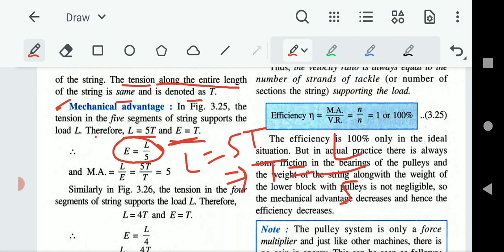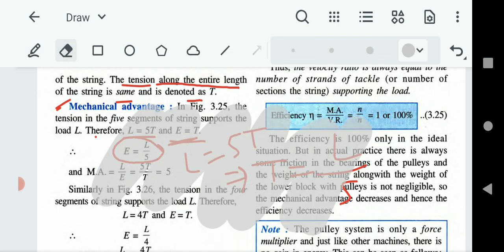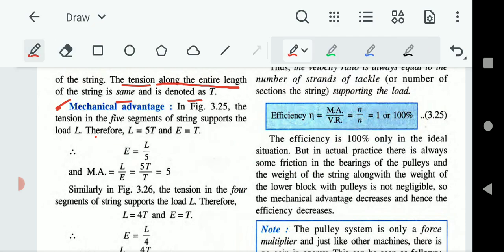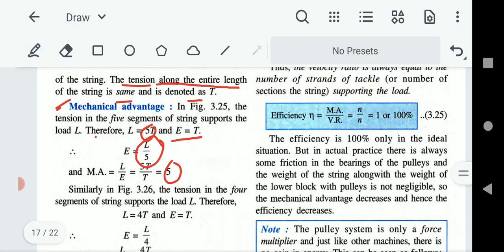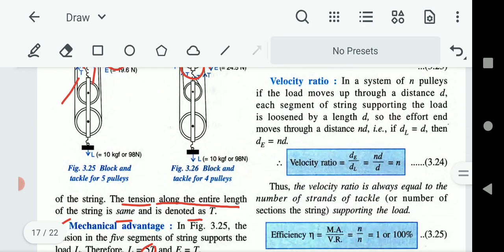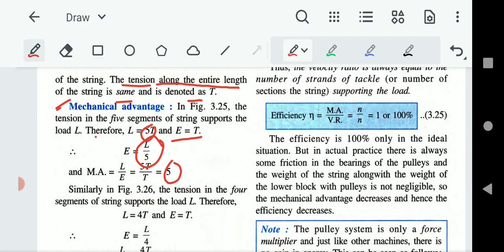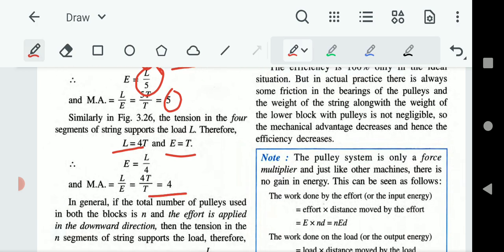Okay, now mechanical advantage will be what? As we know, mechanical advantage is the ratio between load and effort. So load is 5T and effort is T. We have to write T, not L by 5. So 5T by T, mechanical advantage will be 5, as we have 5 pulleys. Similarly, in figure 3.26, there are 4 pulleys, so load will be 4T and E will be T. Here also mechanical advantage will be 4.